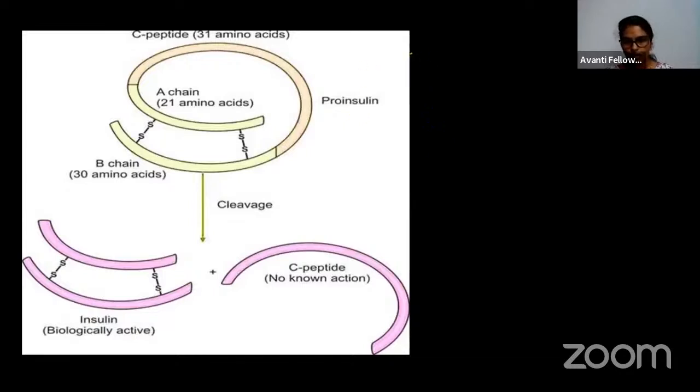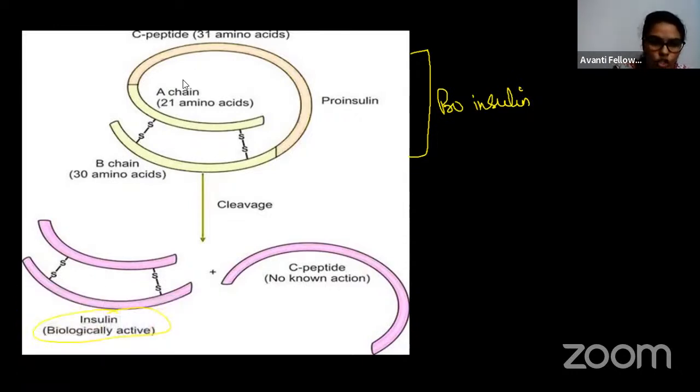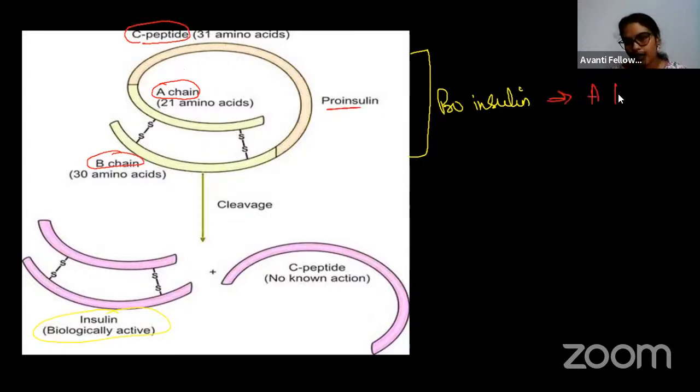Okay, so this first one is the pro-insulin. ठीक है, ये क्या है? pro-insulin है. And this is insulin. Okay, ये जो यहाँ पे लिखा है ये insulin है. Now here in the pro-insulin you can see the 3 protein chains or amino acid chain, that is A chain, B chain and C. Where is C? This is C chain, C peptide. So here in the pro-insulin, there is A plus B plus C. All the 3 is there in the pro-insulin.